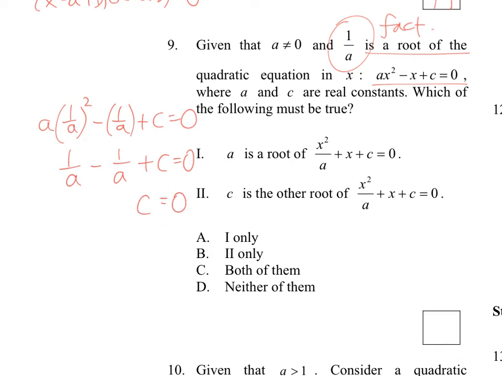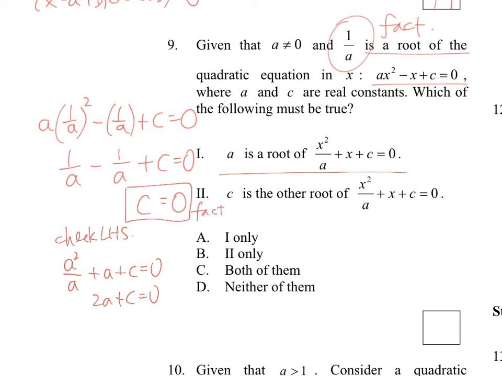Okay, let's look at choice number 1. A is a root. We do not know whether this is true or not, so let's check the left hand side. Upon placing x equals a, we get 2a plus c equals 0. But c is 0. This is a fact that we have obtained. So a has to be negative c over 2, which is basically 0, but this is nonsense. So choice number 1 is wrong.